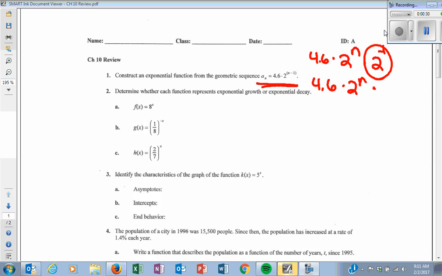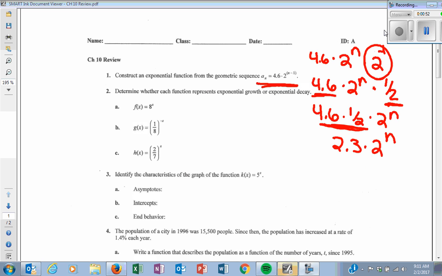times a half. Well, this is a number, and this is a number, so if I can multiply those together, I get them close. So what they do is 4.6 times a half times 2 to the n. What they did is we just did the commutative property and put those close together, and then when you finally put those together, you get 2.3 times 2 to the n. And that is all they are looking for. That is the answer to the question. You have taken it from the geometric sequence and put it in an exponential function. This is an exponential function.